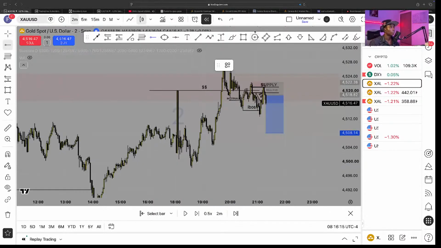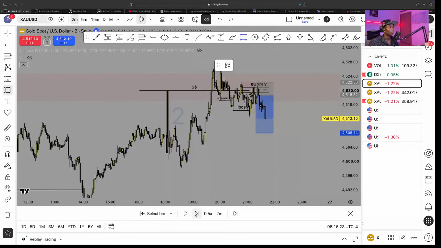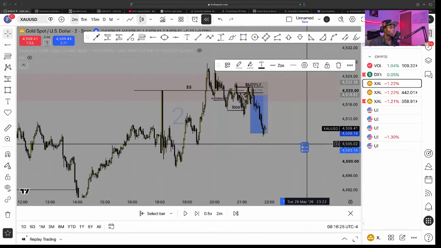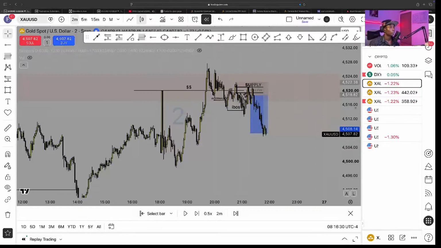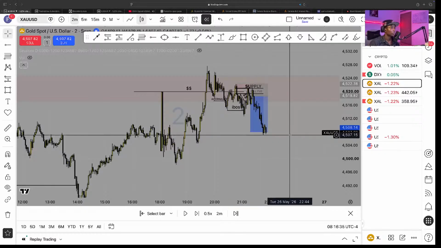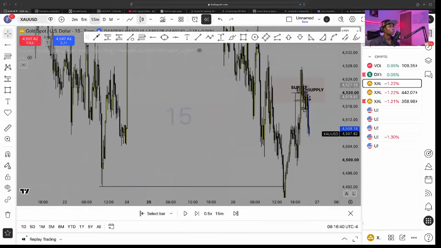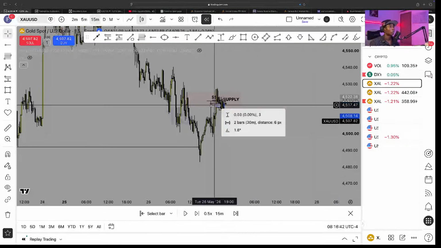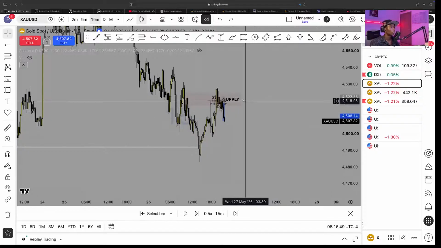So now we have this. As you guys can see, price went back to my entry. We got tapped in and price fell down to my take profit, just by using the simple steps from the 15-minute supply, the supply that causes this move.